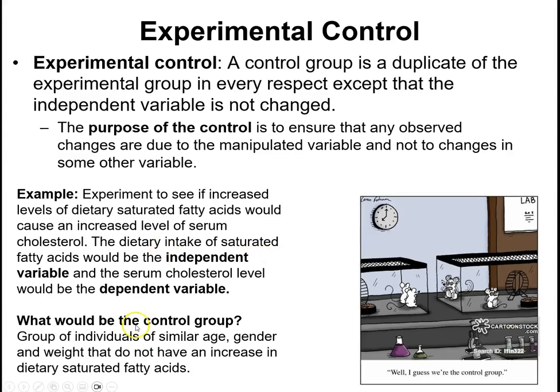So our control group in this situation would be individuals of a similar age to what we're experimenting on, similar age, gender, and weight that don't have that increase in dietary saturated fatty acids. Whereas our experimental group is the group that we are increasing their dietary saturated fatty acids. But again, neither group should be changing their diet in any other way for the duration of the experiment.